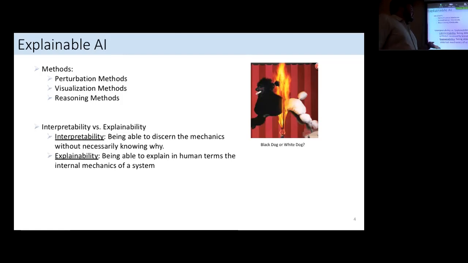And then there's a higher level of explainability, and this falls into the reasoning category, being able to explain in human terms the inner mechanics of our system. So two potential categories, this potentially a subcategory of the latter.